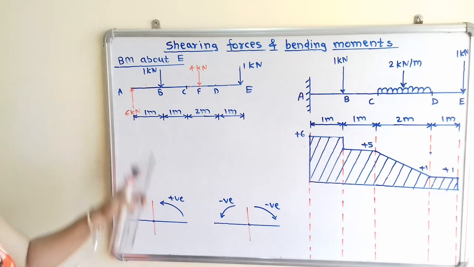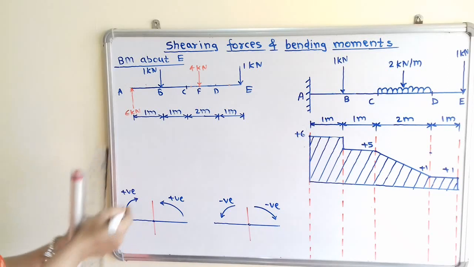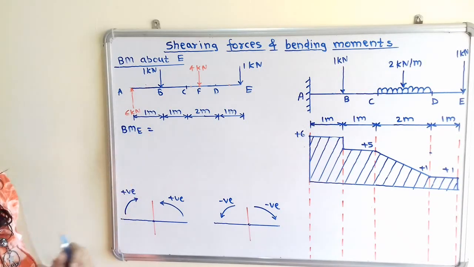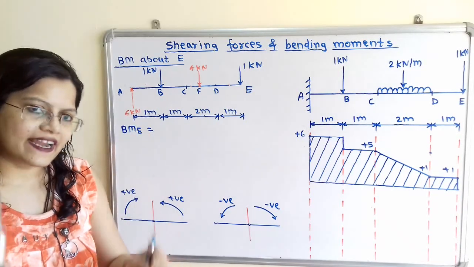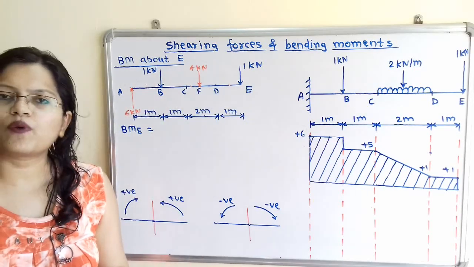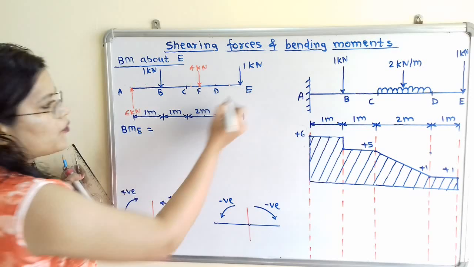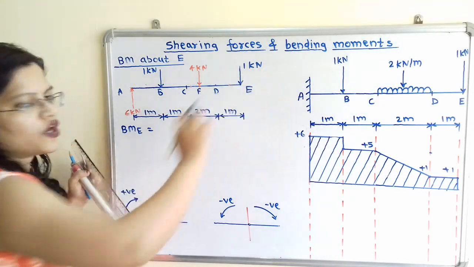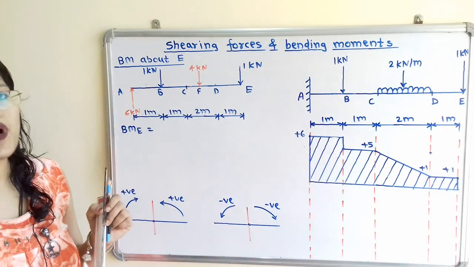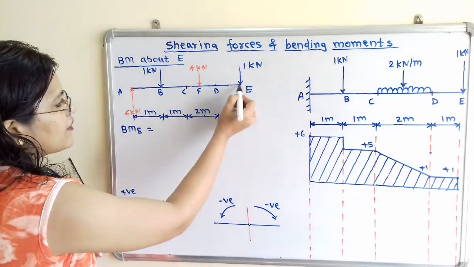Now by using this sign convention, we will first calculate bending moment about point E. So I will write here BM about point E is equal to. Now we will take either right hand side or left hand side. So for this question we will take the summation of moment of forces on right hand side. So if we observe at this point E, there is no any force on the right hand side, and at point E 1 kilonewton force act, but the moment, that means force multiplied by the distance from this point. So distance is equal to 0.